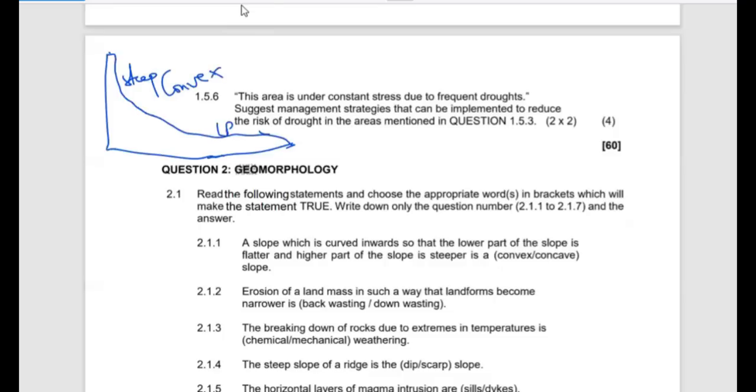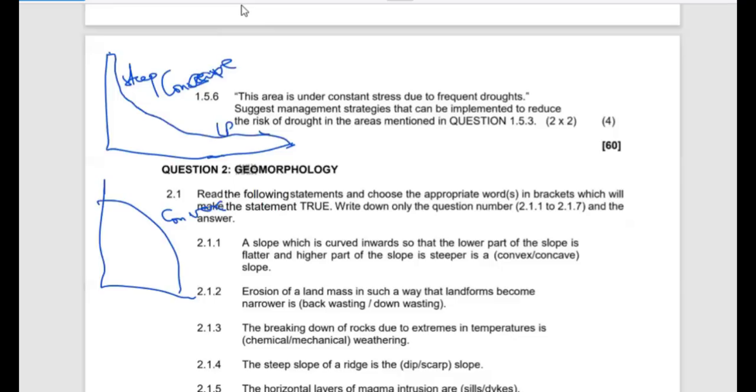But I think when we're looking at the kind of slopes, the description here is giving us something like this. It's a slope like this. It says it's curved inwards so that the lower part is flatter. This is the lower part, and steeper. This one is steeper here. This is the nature of the slope. So this kind of slope is what we call the convex. And the opposite, if we have a slope like this, it's a concave. And this is a convex.